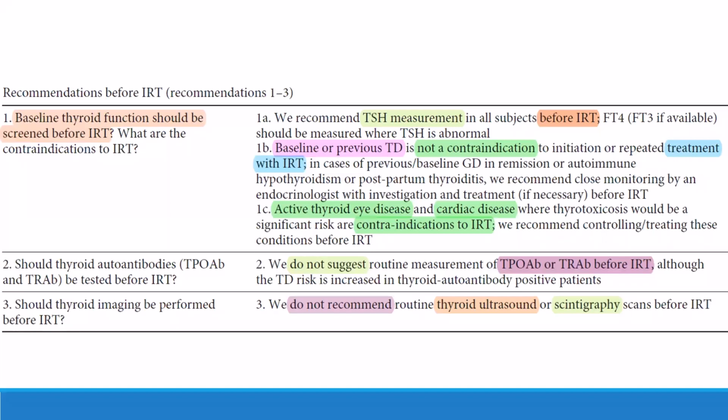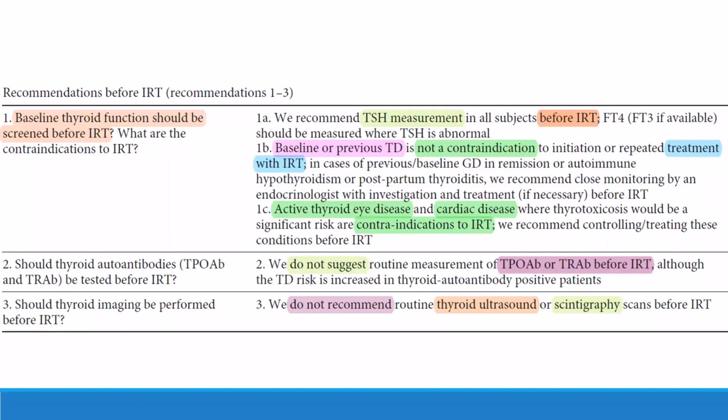A baseline or previous thyroid disease is not a contraindication for treatment by IRT. Also, patients with active thyroid eye disease and cardiac disease should not receive IRT because there is a significant risk for thyroid dysfunction. So, active thyroid eye disease and cardiac disease with thyrotoxicosis are a significant risk or contraindication to immunoconstitutional therapy.